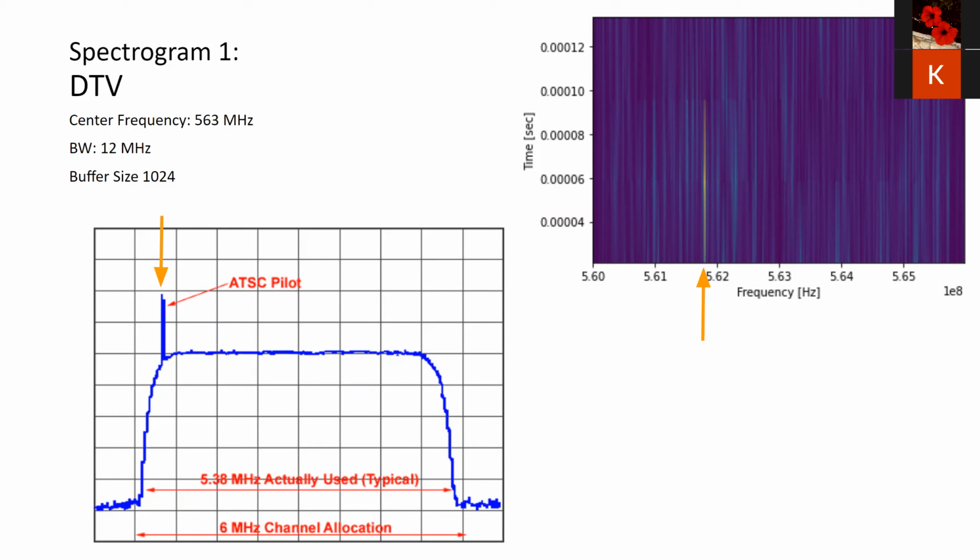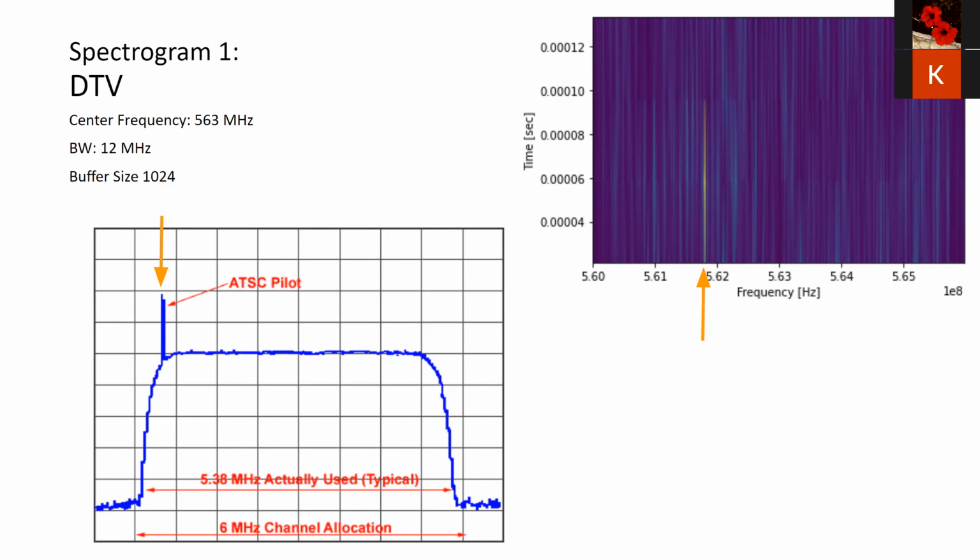The spectrum that resulted can be seen on the right and matches with the expected spectrum for the DTV signal down below, where you can see the orange arrows match up with the ATSC pilot in the spectrogram on the right and the ATSC pilot in the spectrum on the bottom.